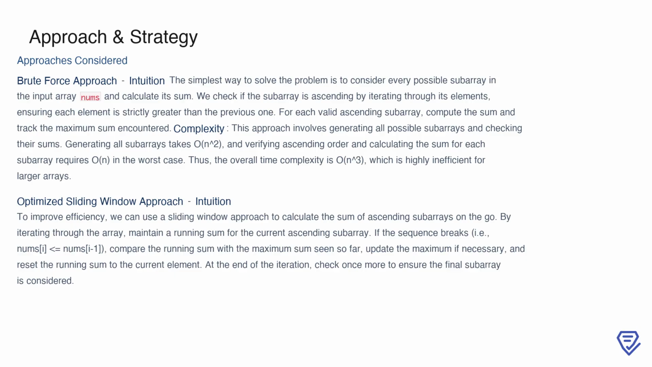The key idea here is to process the array in a single pass while maintaining a running sum for the current ascending subarray. As we iterate, if we encounter a break in the ascending sequence, where nums[i] is less than or equal to nums[i-1], we compare the running sum with the maximum sum recorded so far, reset the running sum to the current element, and continue. By the end of the array, we ensure the final subarray is accounted for, making this approach far more efficient.